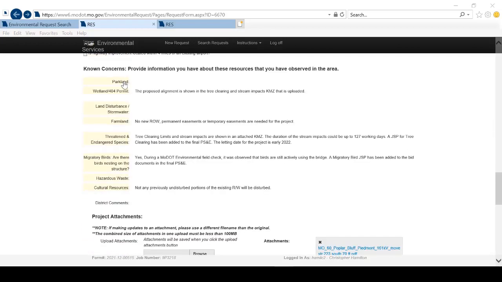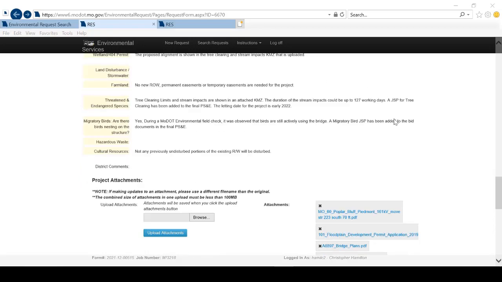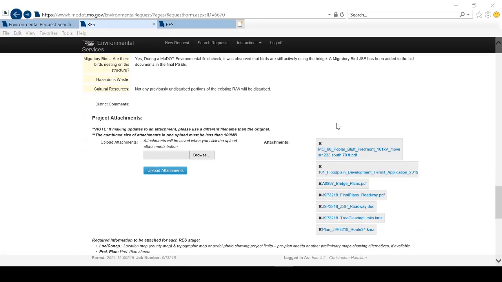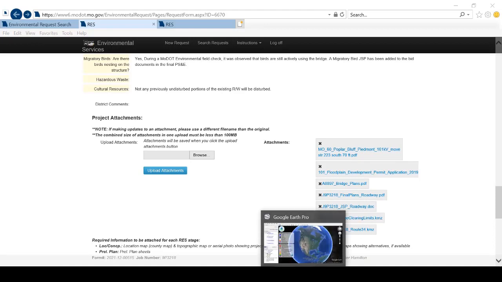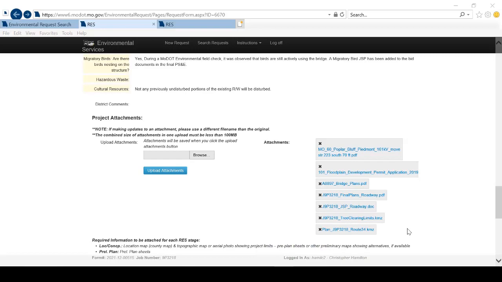Here we have each section split out for known concerns that the district might provide, and they can put in whatever text they choose that they think might help us with the review. Down here, we'll find project plans and maps, KMZ files, which are Google Earth files that'll help us go down to the project area and see the layout.